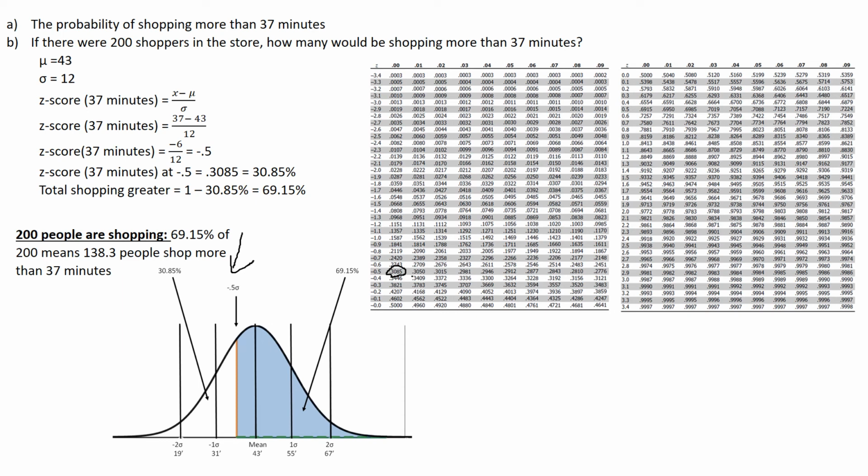Now it wants to know how many are shopping more than 37 minutes. And what we do here is we go from here. Remember, this is 30.85% from here to here, and everything from here to here is 100%. So I'm simply going to subtract 30.85% from 100%, which is my 1, and I get 69.15%. And if we had 200 shoppers as before, 200 times 69.15% is 138.3 shoppers. So about 138 to 139 shoppers shop more than 37 minutes.